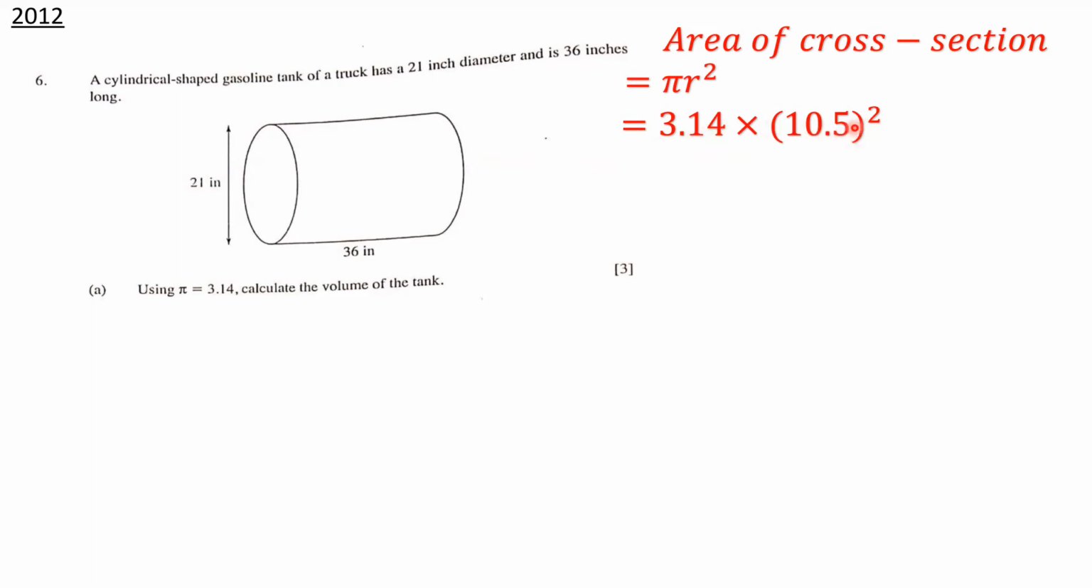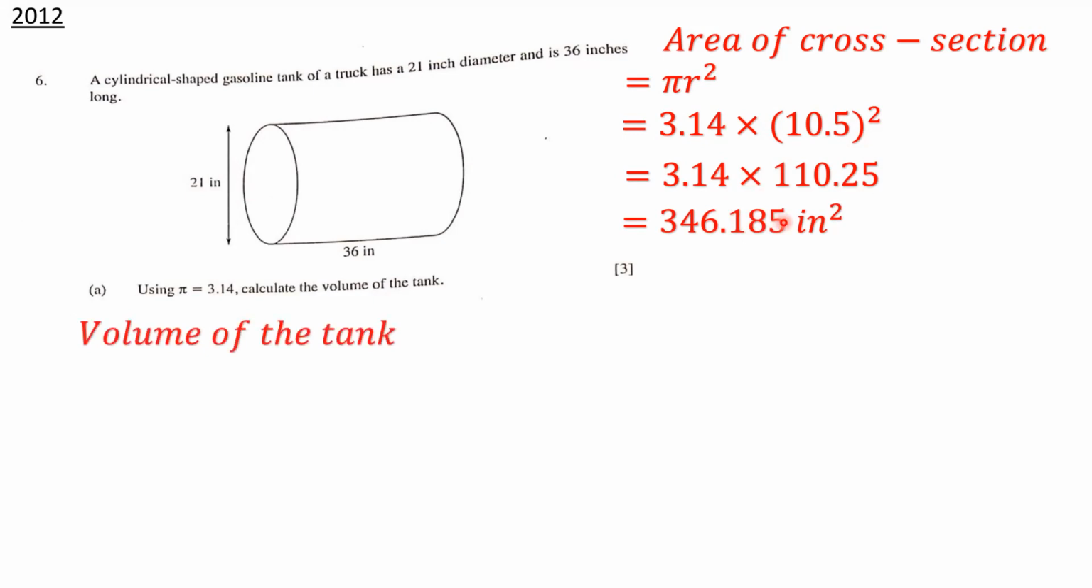What is 10.5 squared? That's going to be equal to 110.25 times 3.14. And then we multiply. We're going to say 346.185 inches squared. And so that's going to be the volume of the tank, 346.185. Okay, let's move on to the next question.